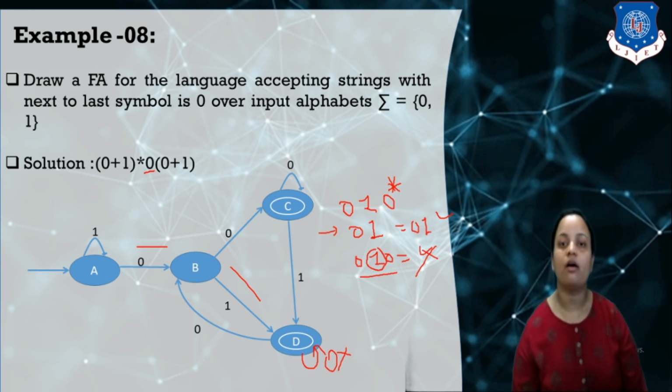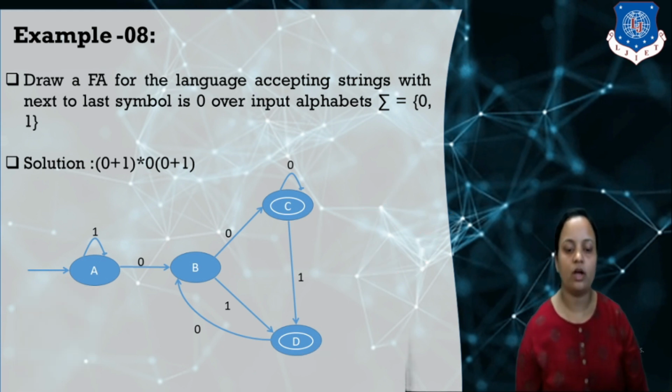We can make the transition for the input 0 to its previous states. Now if you consider all the valid strings, they reach the accepting state D. Okay, not all the valid strings, but the strings which contain 01 at the end reach D.